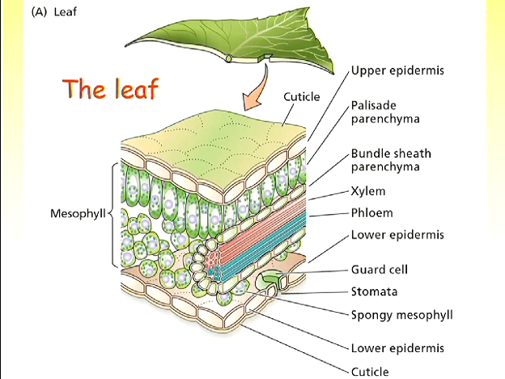Nothing special about it. Parenchyma, filler tissue. But in the leaf we call it mesophyll. And phyll refers to leaf. Meso means in the middle. So it's the filler tissue in the middle of the leaf.